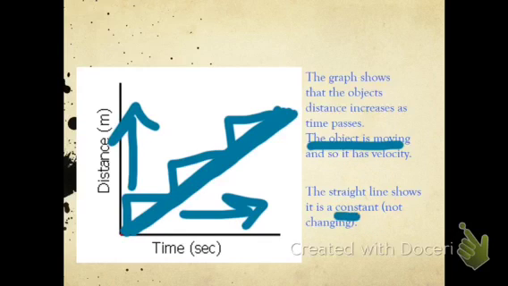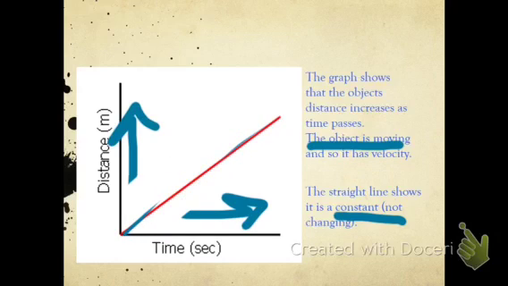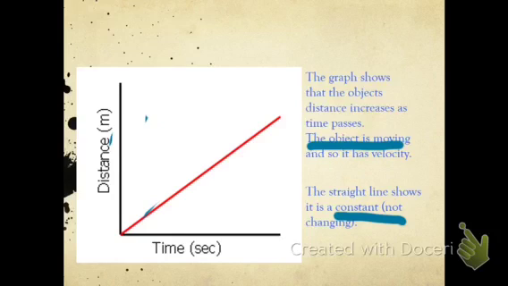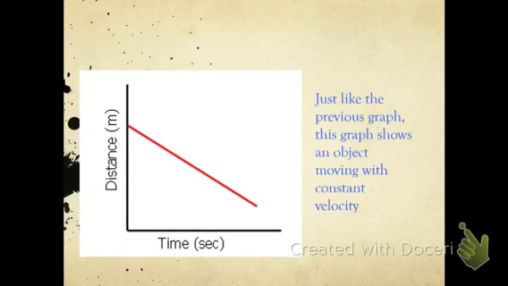It's moving at a constant speed, okay? So if you have a straight line like this one, meaning your time is increasing and so is your distance, that means it's moving at a constant speed. Next one. Just like the graph right before it, this one is moving at a constant speed too, but the distance is going down. So that means it's coming back to something.